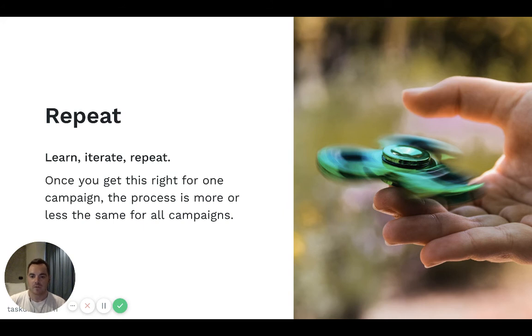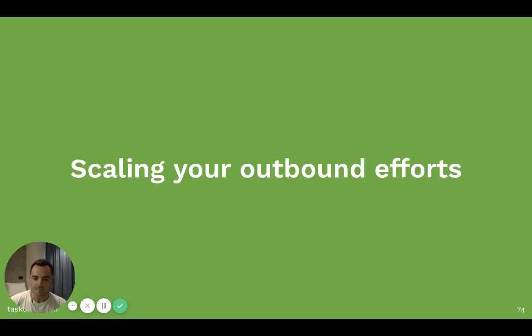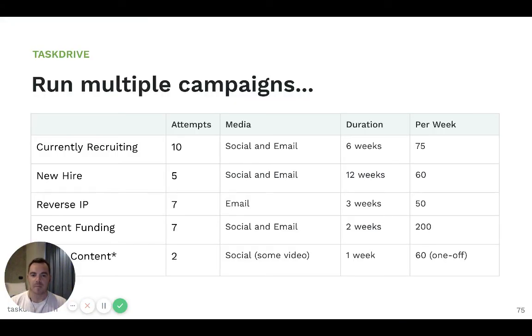So when it comes to your campaigns, what you want to constantly do is learn, iterate, and repeat. Once you get it right for one campaign, the process is pretty much the same. You go through the 4 steps of planning, research, message, and launch. But because you've done the bulk of the work the first time, it won't take you as long to do the next one. So how do you scale your outbound efforts?